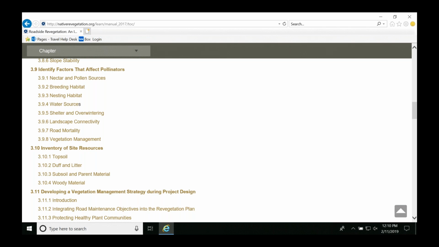The rest of the book is composed of these implementation guides, which really go into the fine scale detail for somebody who's doing the implementation. And so these are just some examples of the topics that are covered, especially with the focus on pollinators here. What are nectar pollen sources, breeding habitat, how that differs from nesting habitat. We talk about how to inventory site resources, and then developing a revegetation plan with all this in mind as it relates to your project objectives.